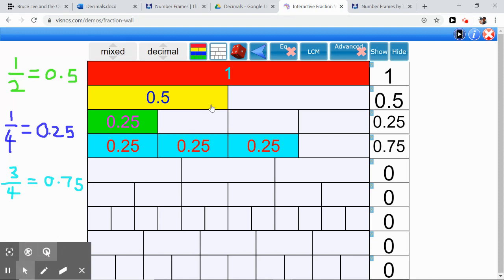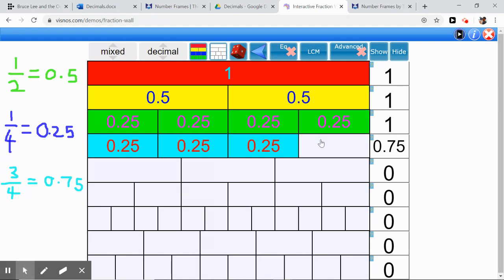And if we just fill everything up, we can see that the total is 1 at the end. So 0.5 and 0.5 is 1 whole. 0.25 times 4 is 1 whole. Now, today we're going to be looking at halves, quarters, and 3/4.